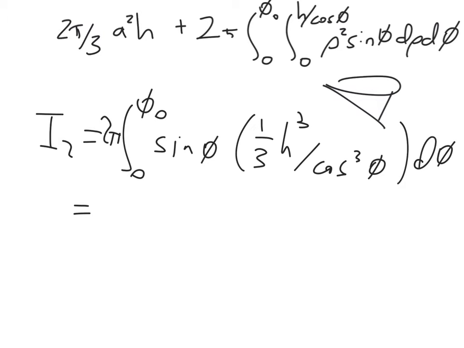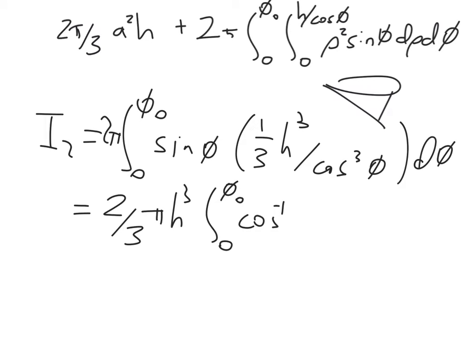So this is 2/3 pi h cubed, the integral from 0 to phi naught of cosine to the -3 phi sine phi d phi. This is something really nice, actually. It looks a little bit annoying, cosine to the -3, but luckily we have that sine right there, and so this is very natural for a u substitution.